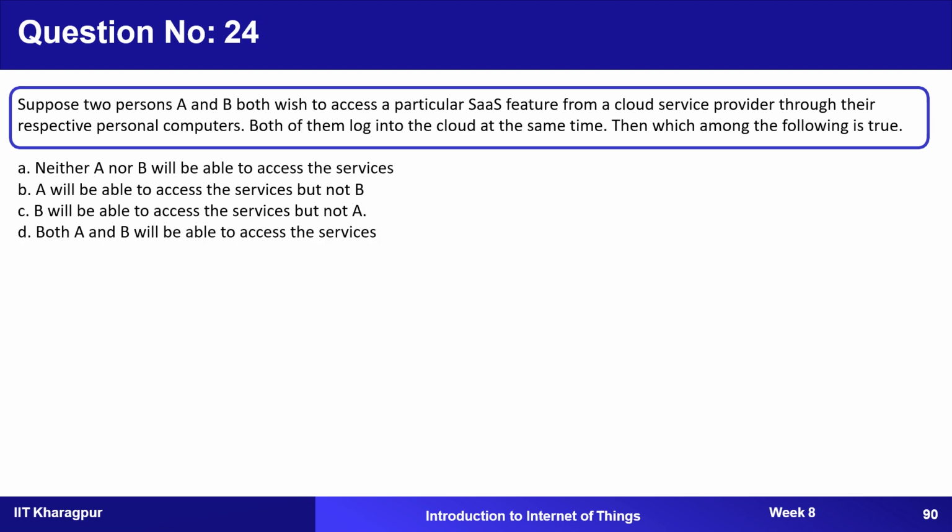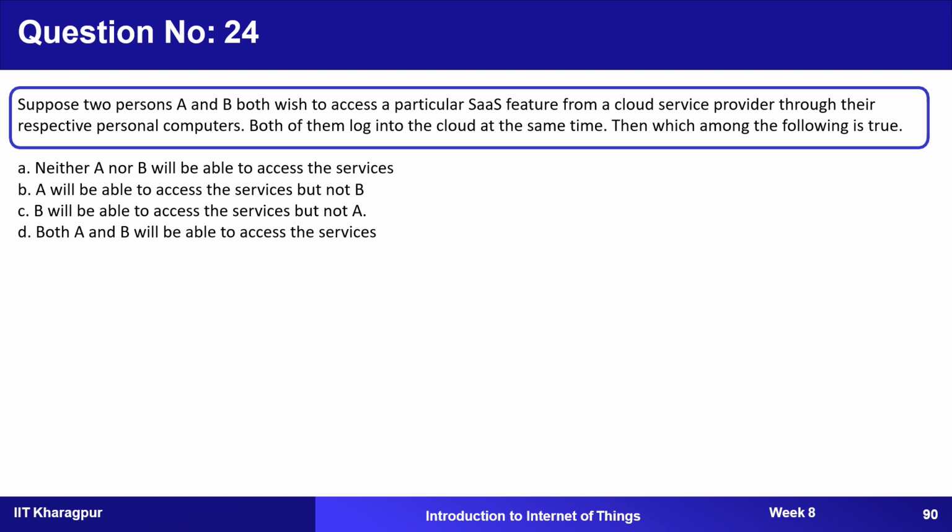Next question is, suppose two persons A and B both wish to access a particular software as a service feature from the cloud service provider through their respective personal computers. Both of them log into the cloud at the same time. Then which among the following is true?